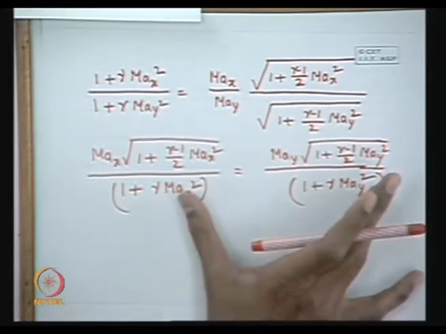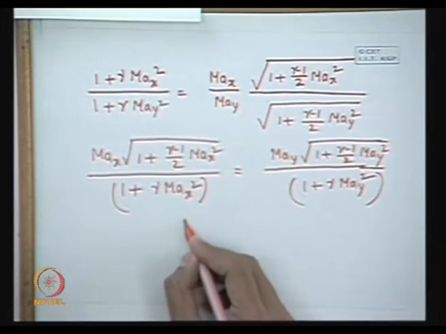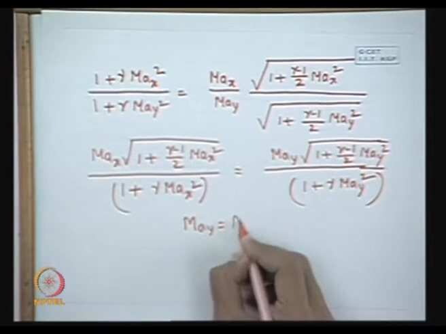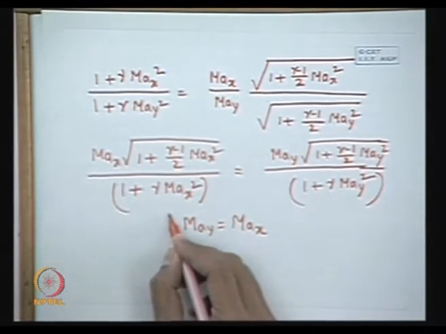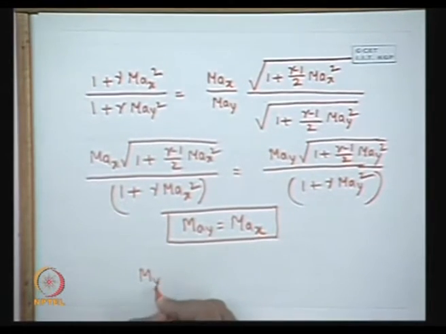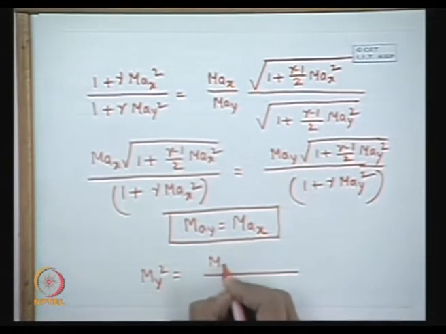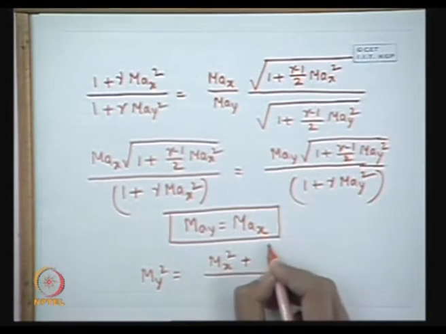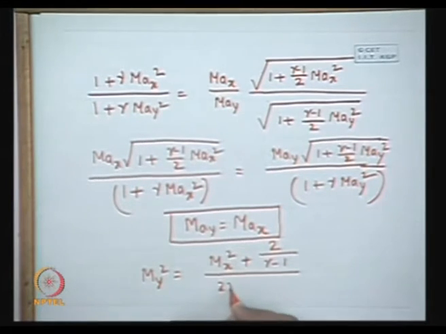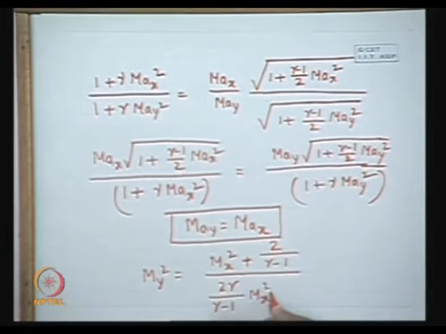It looks like that if you square both the sides and equate it, you will get a very simple solution like that. MAY is equal to MAX. This is one trivial solution you get. And another solution, which is very interesting, the non-trivial solution, is MY square equals MX square plus 2 by gamma minus 1, over 2 gamma by gamma minus 1 MX square minus 1.